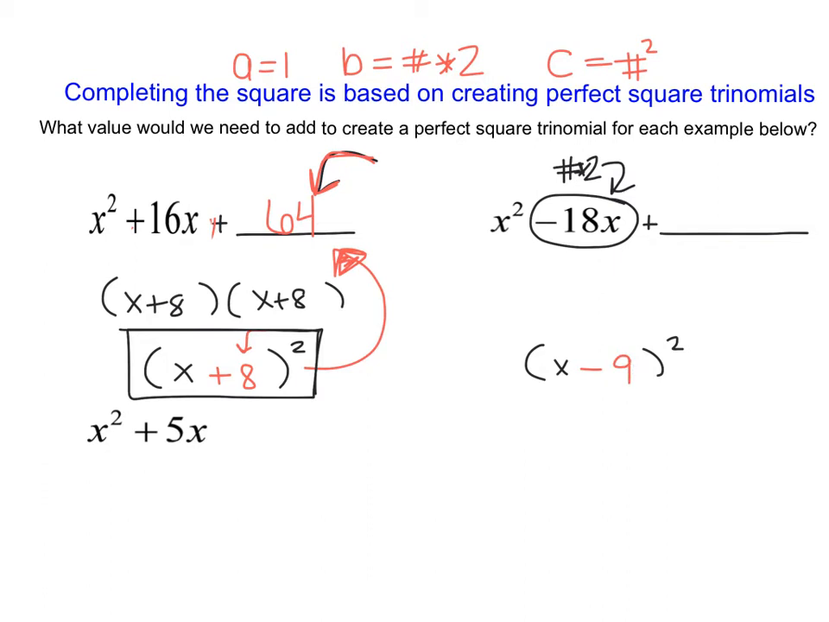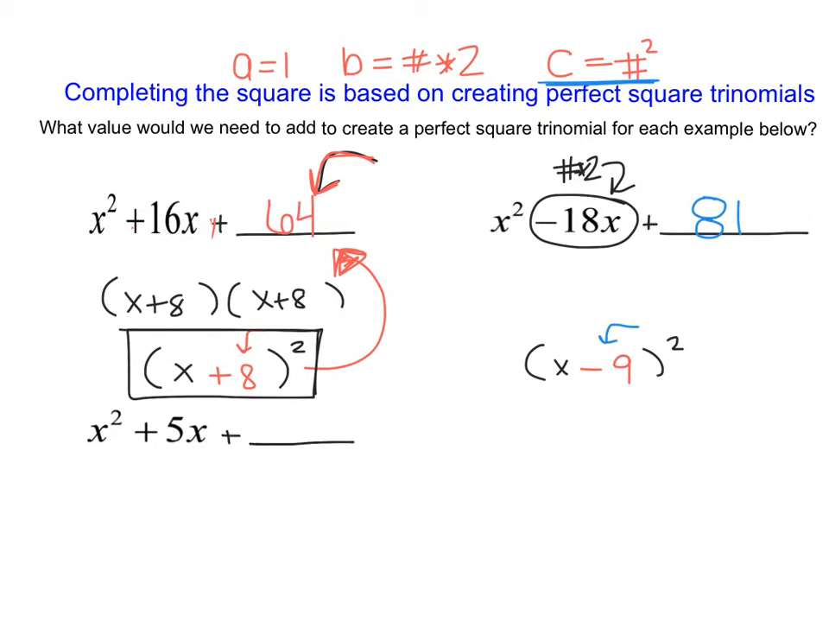Then from here I can continue to work backwards and find my c value that's missing. I know my c value up here is created by taking my number, which in this case is negative 9, and I square it. So the missing number here that I need to add in order to make this a perfect square trinomial is 81. And finally, let's look here at example 3.